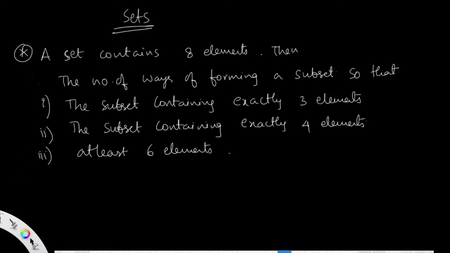So the first question solution. The subset out of 8 elements, that is the formula we get as 2 power n, the number of subsets. But the subset containing exactly 3 elements, so that is containing exactly 3 elements.